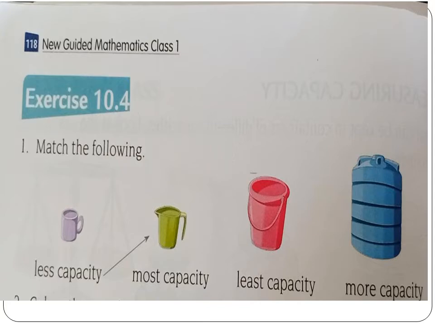So this tank can hold more water compared to the other three containers. So mark it as the most capacity. This bucket holds less water compared to the tank. So mark it with more capacity. So already one is marked. The left out one I am marking with this, that is least capacity.